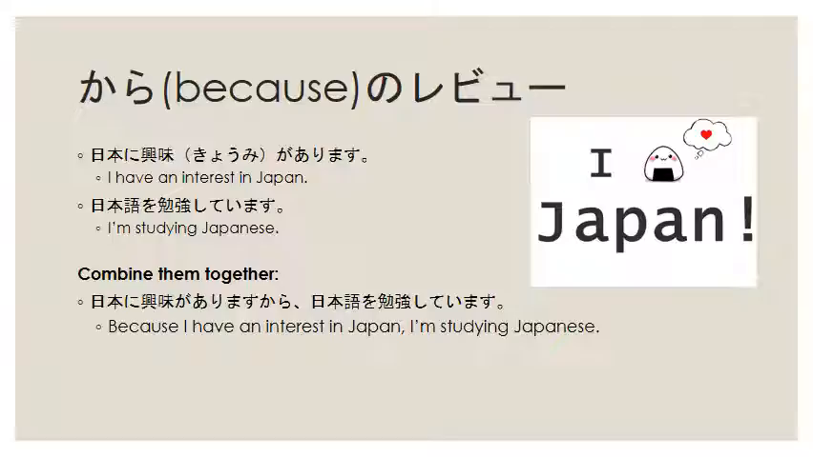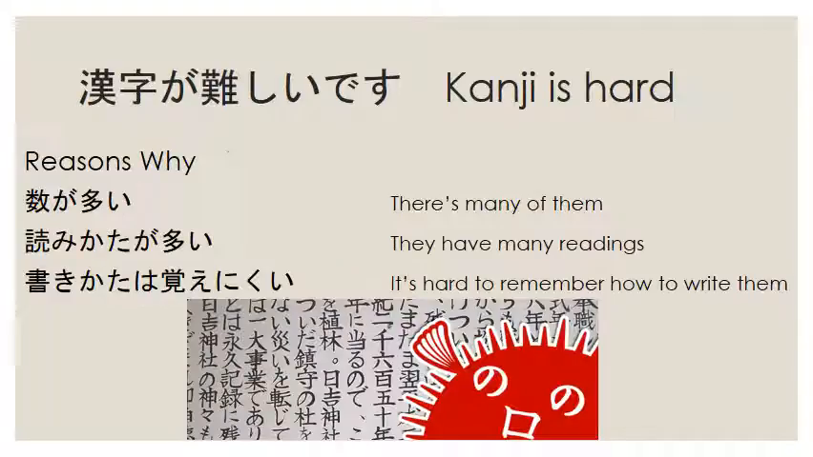So 日本に興味があります is an example of a reason. And so with し that will allow me to list a lot of reasons without having to have a super long, complicated sentence with lots of te forms. So let's take a look at that.